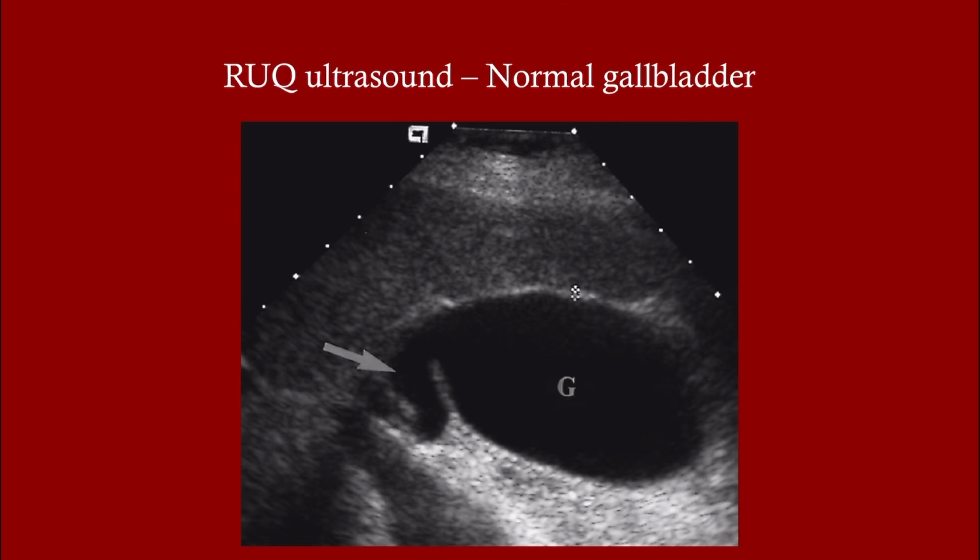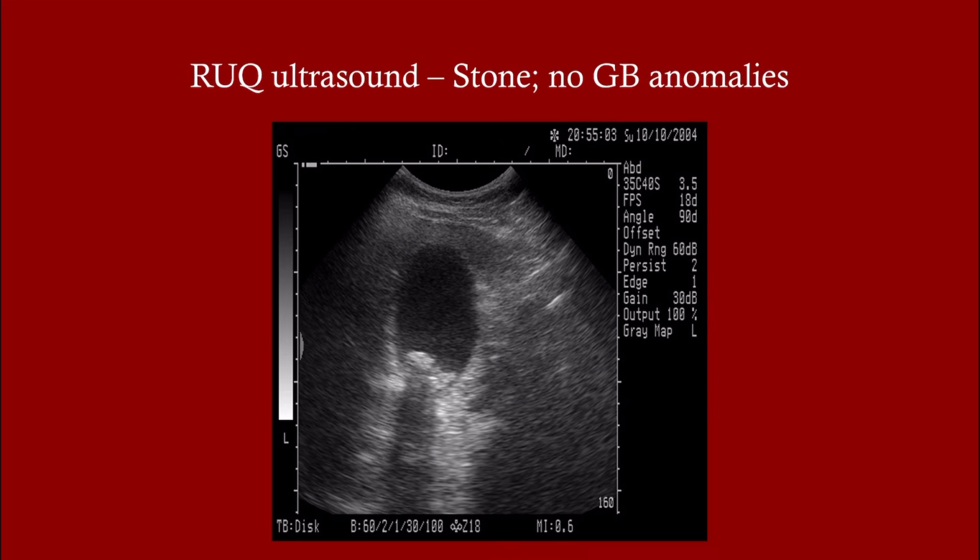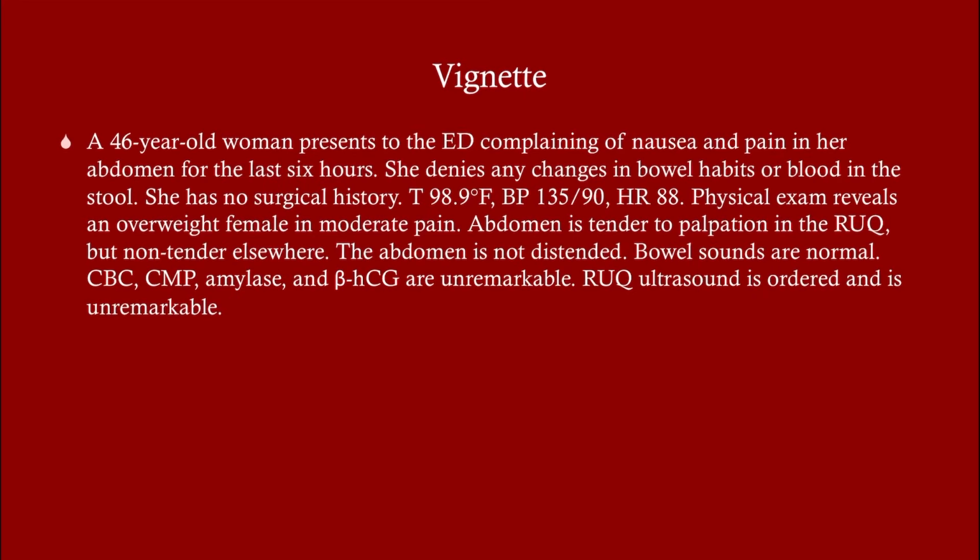Here's your normal gallbladder here. So you can see a fairly thin wall. That's normal. And then you have a nice view here of the neck and the beginning of the cystic duct. Now, when you have biliary colic, you should see more or less a normal gallbladder, but you will see some stones in the gallbladder. So here are the stones right here.